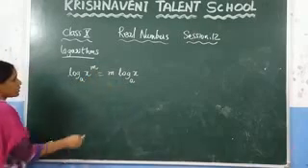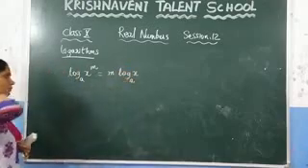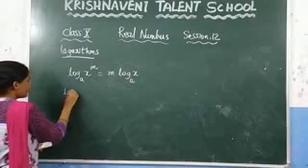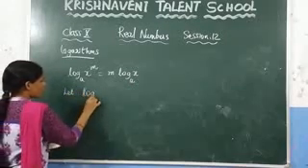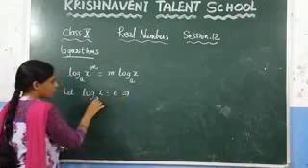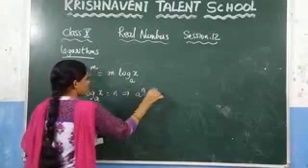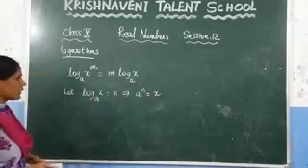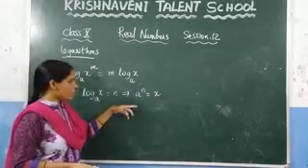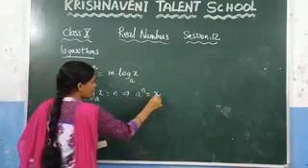So how do you prove this one? Now let us consider this value as some n. Let log x to the base a is equal to n. Then how can we write it? We can write it as a power n is equal to x. So here what we do is take the power m on both sides. So here consider a power n is equal to x, and raise it to the power m.